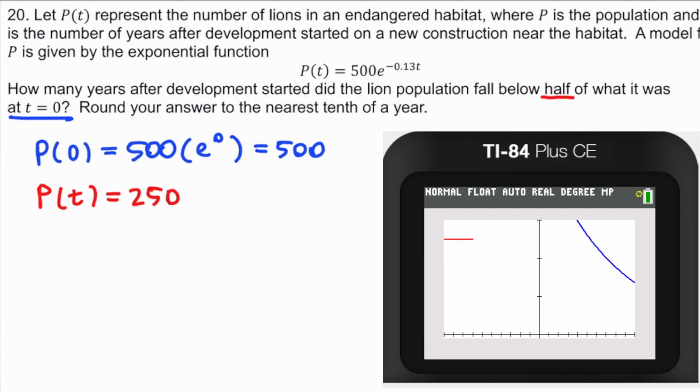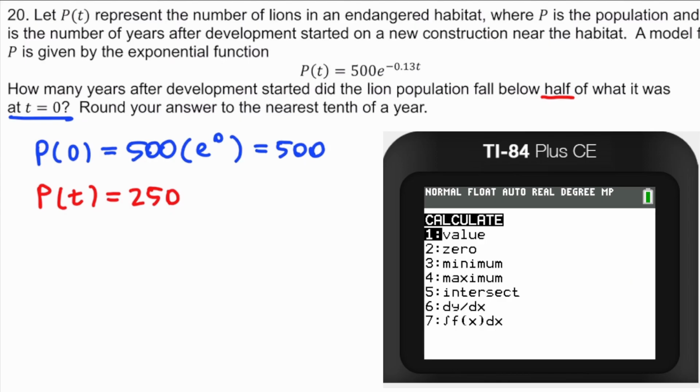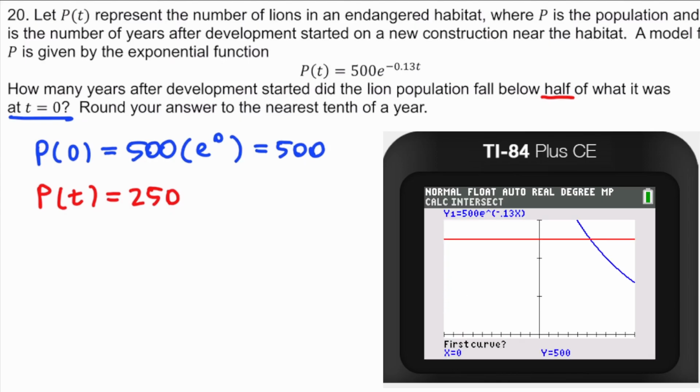Okay, I'm seeing the curve. Yeah, there we go. We're going to see an intersection there. We're going to calculate the intersection between blue and red. Give it a guess. And that's going to be 5.332. Oh, but it said to the tenth of a year, so that's just going to be t equals 5.3.